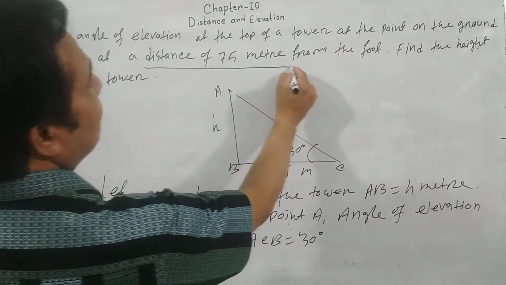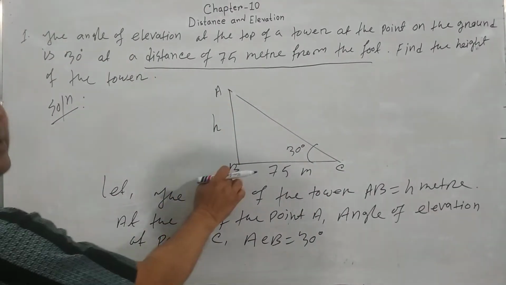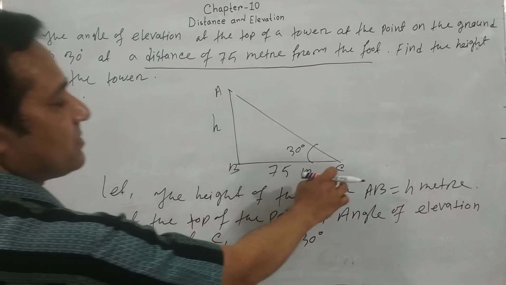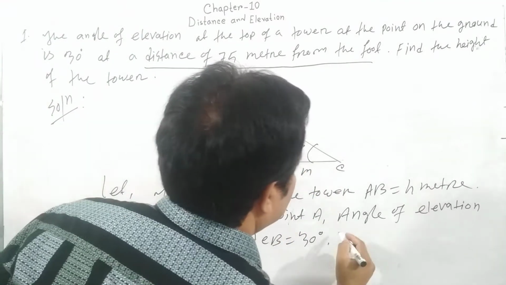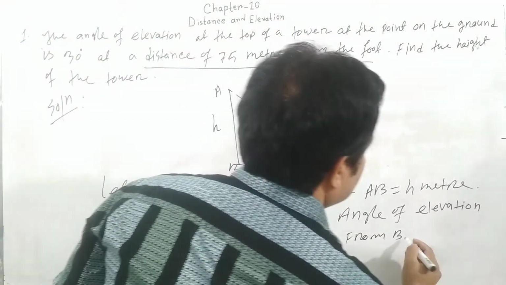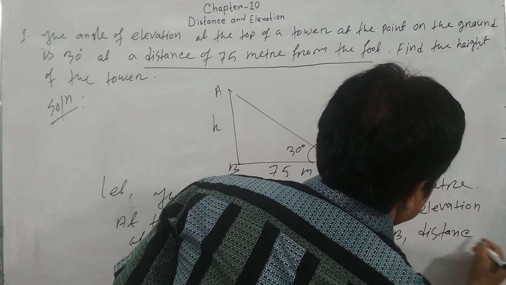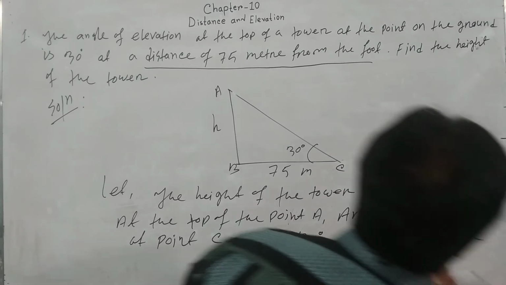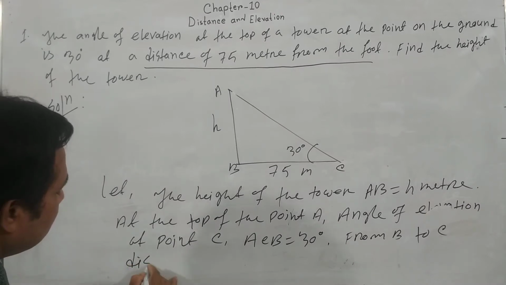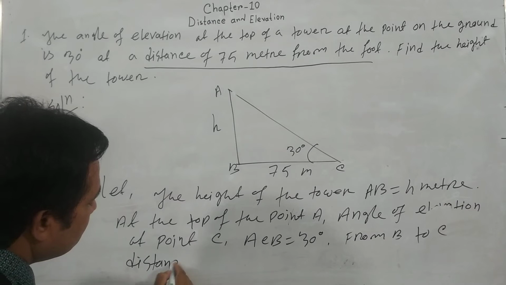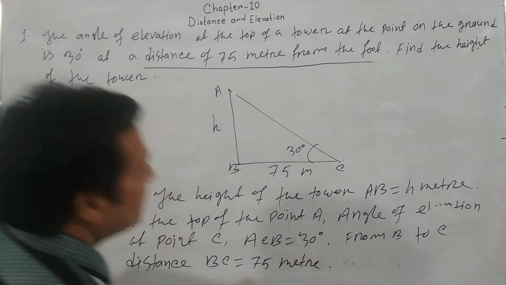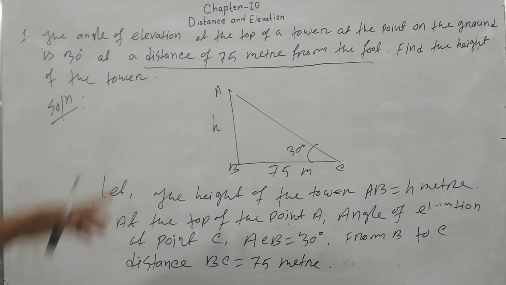Here the distance is 75 meters from the foot. Here AB is a tower, B is the foot point. From B, the distance to C. Here we can write from B to C, distance BC equals 75 meters. We have to find out the height.